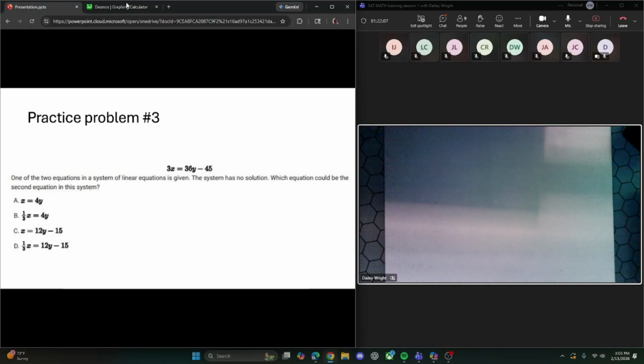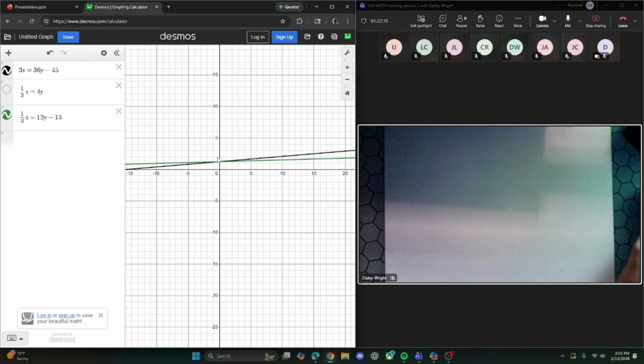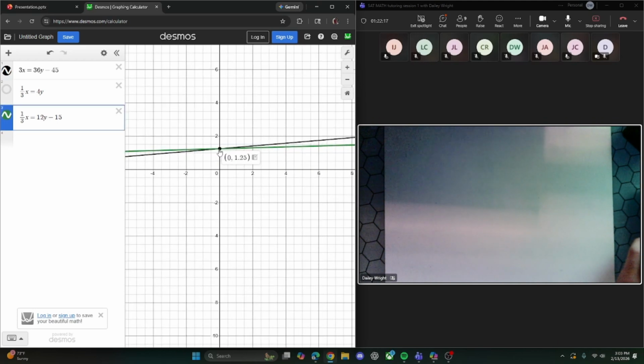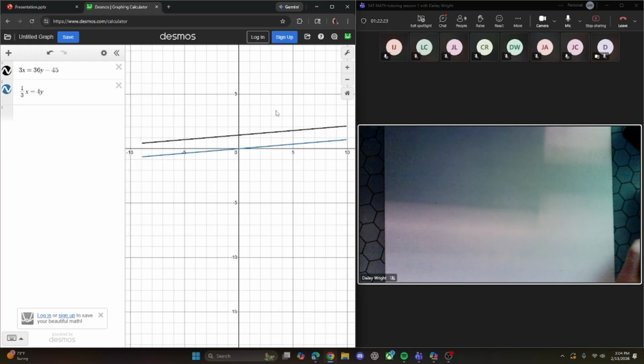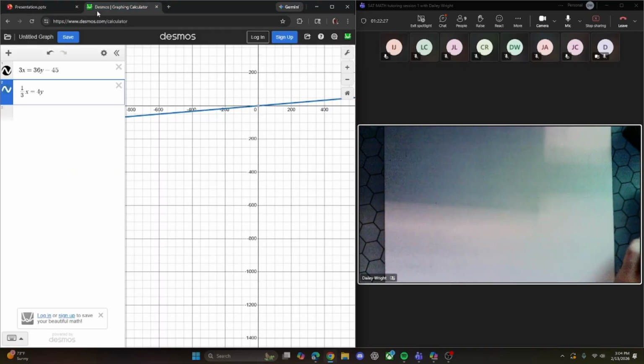1/3 x equals 12y minus 15. I could just put 1/3 right here. And this one connects right here, so this one definitely has a solution. So the answer would be B.